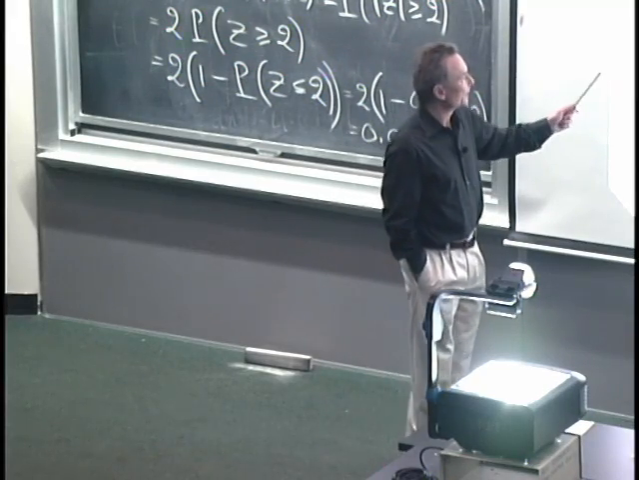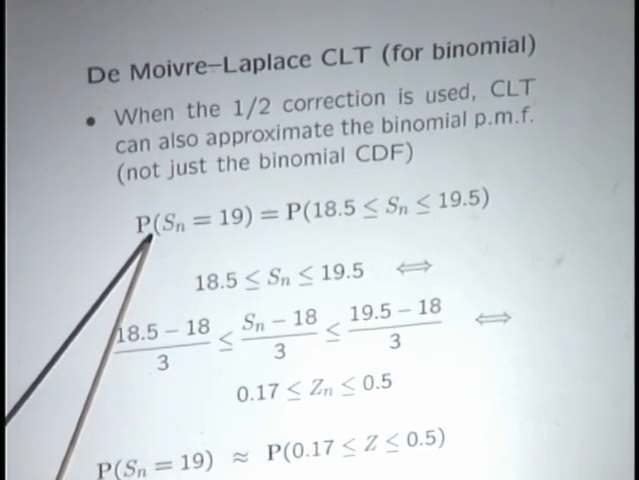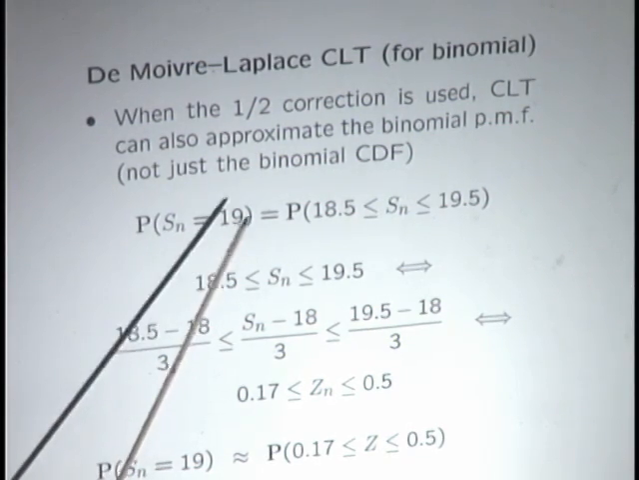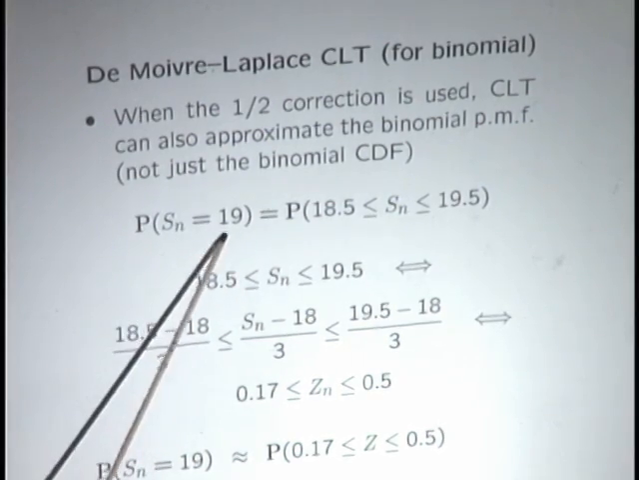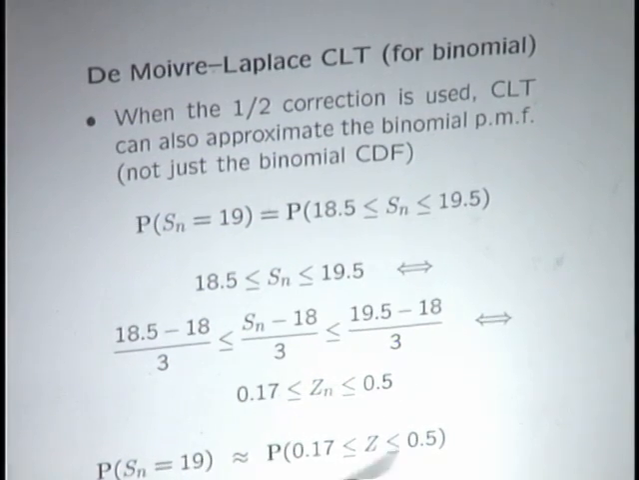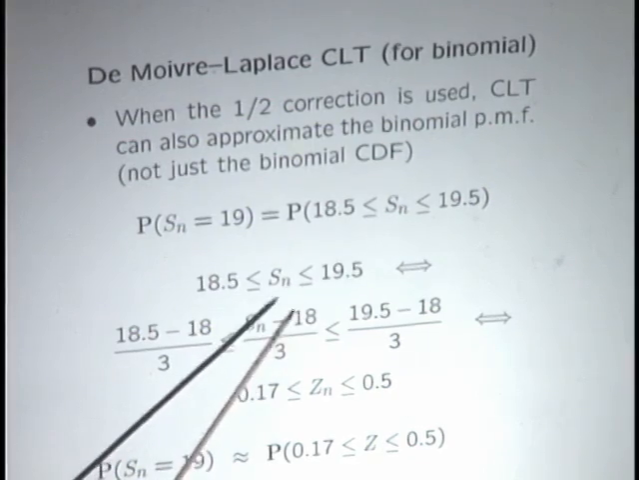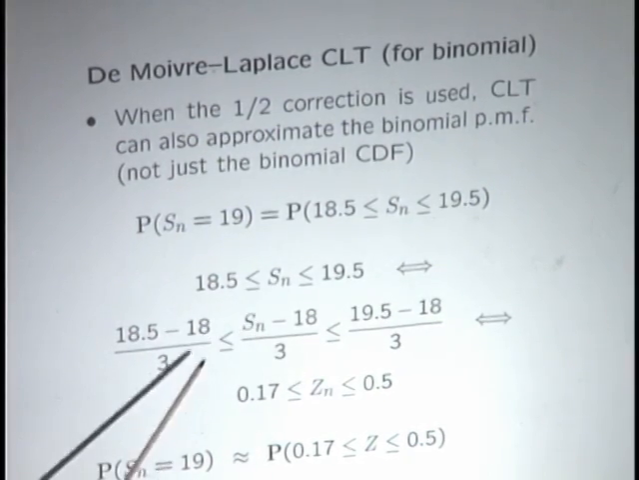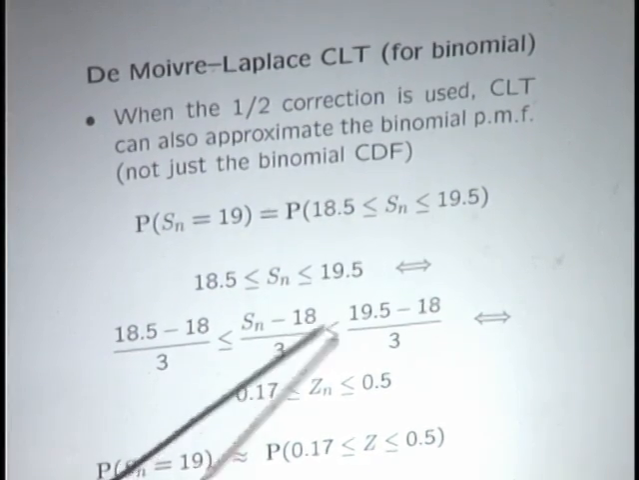All right, so let's go through the mechanics of approximating the probability that Sn is equal to 19, exactly 19. As we said, we're going to write this event as an event that covers an interval of unit length from 18.5 to 19.5. This is the event of interest. First step is to massage the event of interest so that it involves our Zn random variable. So subtract 18 from all sides, divide by the standard deviation of 3 on all sides. That's the equivalent representation of the event.